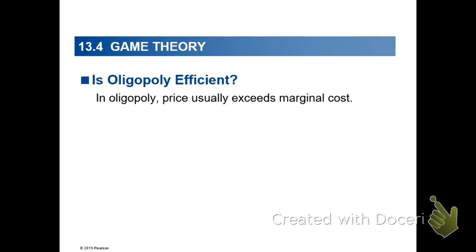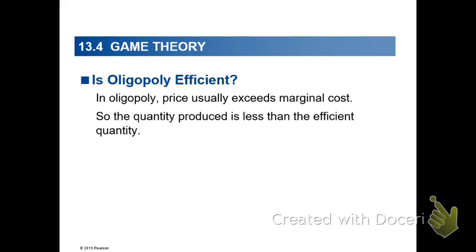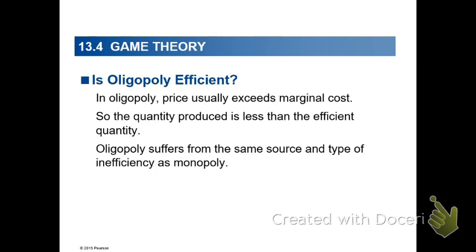The last point that we want to touch on is, again, similar to monopoly. The question is whether oligopoly is efficient or not. We see clearly that in oligopoly, price is greater than marginal cost, because the equilibrium conditions look very similar. So the quantity that oligopoly produces is less than the perfect competition output, where price was equal to marginal cost. So oligopoly suffers from the same source and type of inefficiency as monopoly.